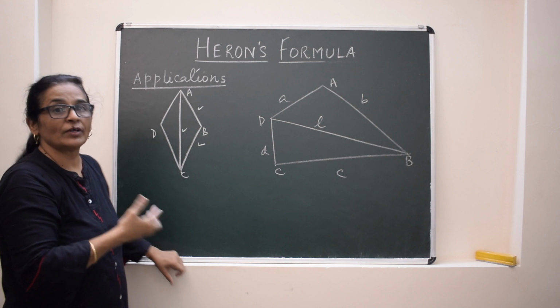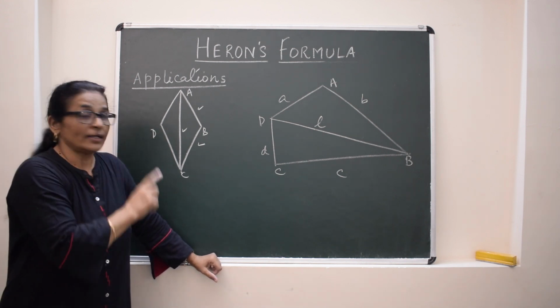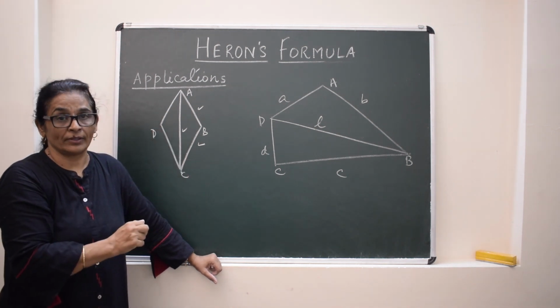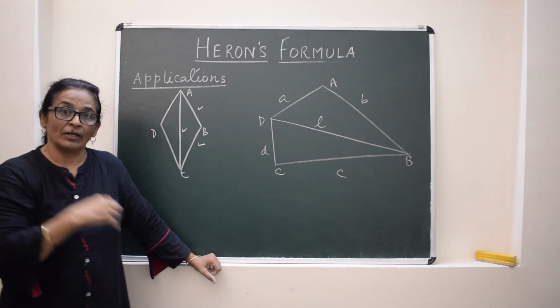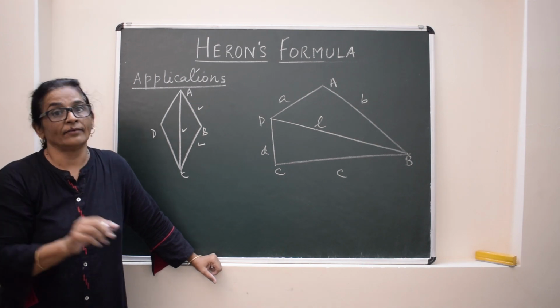So in different figures, we can use Heron's formula, means not directly the triangle, but the combination of triangles can also be given. So in that case, we will see how many triangles are there. We will apply Heron's formula and we can calculate the area of that given figure.